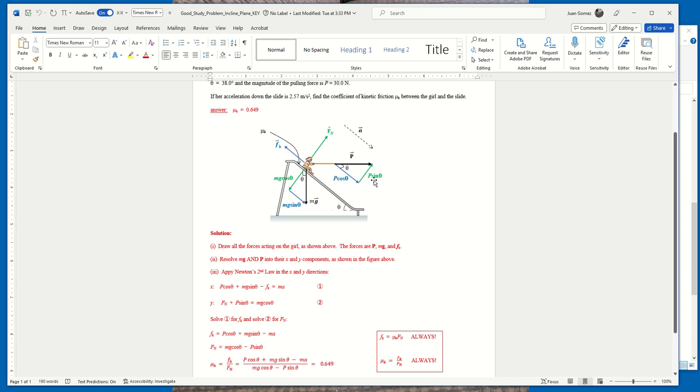But the key is make sure that you understand what I'm doing with the pulling force P and what I'm doing with mg and how I get equations 1 and 2 respectively. And that's the whole gist of this problem. Let me go ahead and save this video and get it posted.